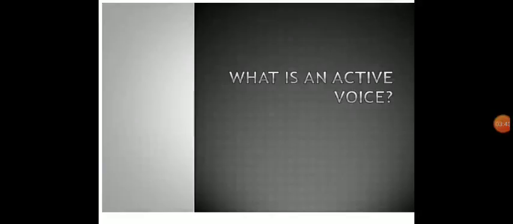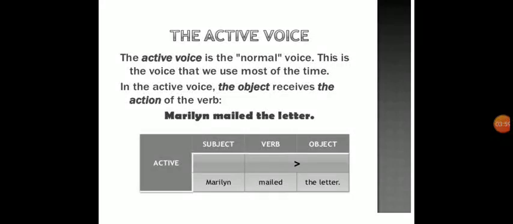What is an active voice? Every sentence contains at minimum a subject and an action. The subject is the person or thing the sentence is about, and the action is what the subject is doing. When a sentence is in active voice, the subject is performing the action and the subject comes before the action in the sentence.